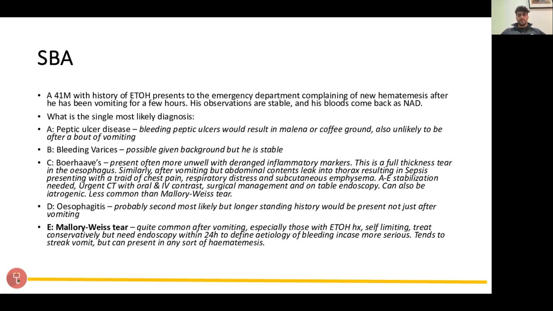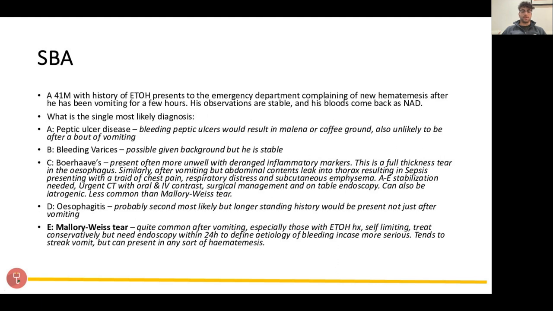Now, if you've never heard of this, it can be quite a confusing one, or at least it sounds quite daunting. Although all it means is essentially a self-limiting, minor tear within the esophagus. And here you've got a history of hematemesis. Now, the key part of this question is that he's had new hematemesis after he'd been vomiting for a few hours. That should instantly direct you to two differentials here, Boerhaave's and a Mallory-Weiss tear.